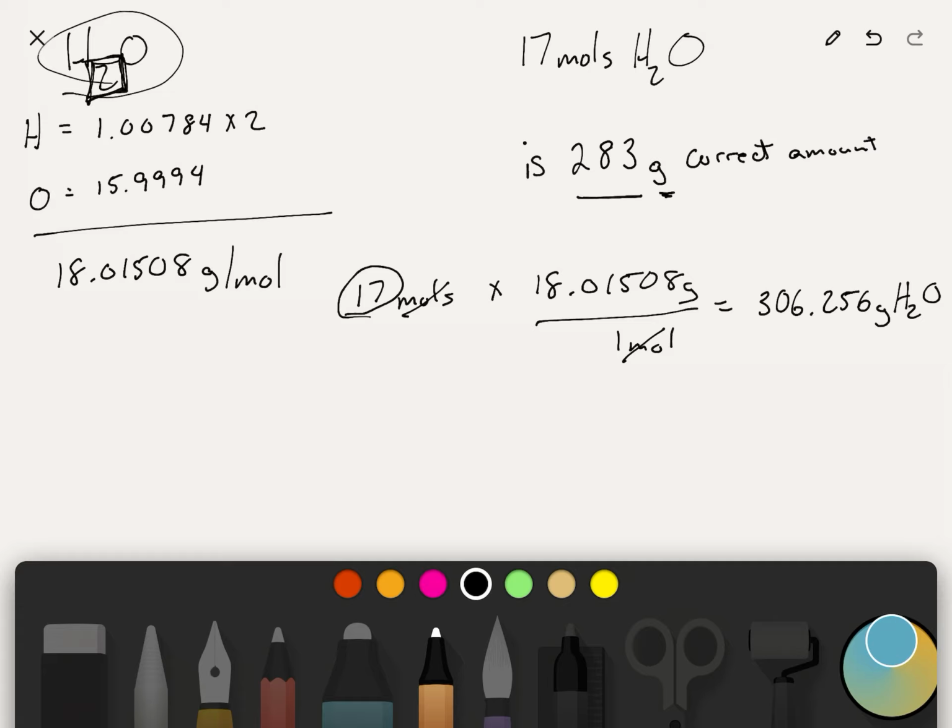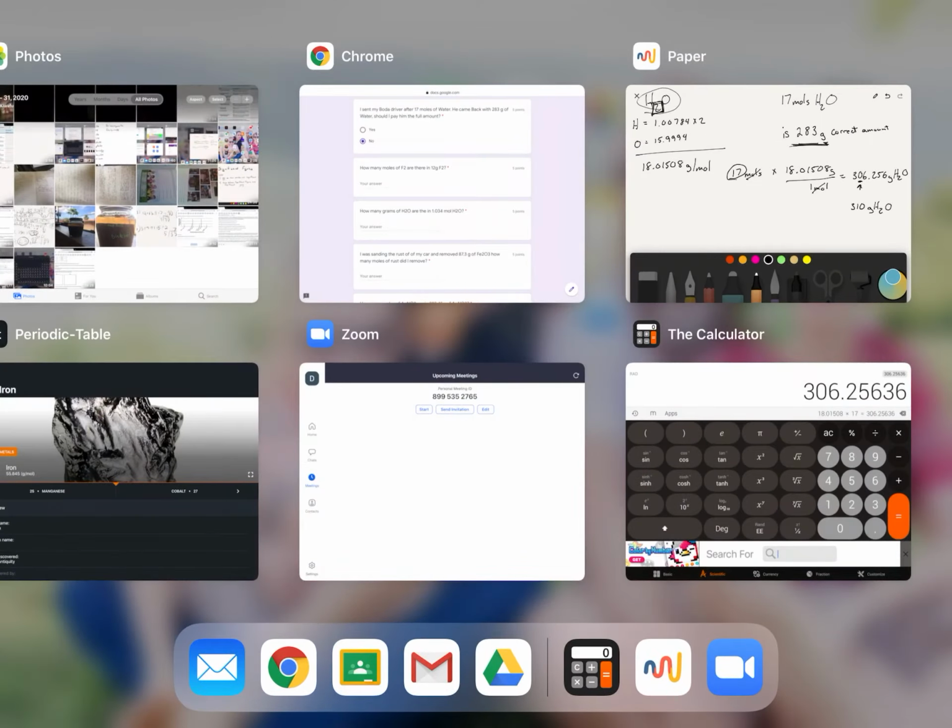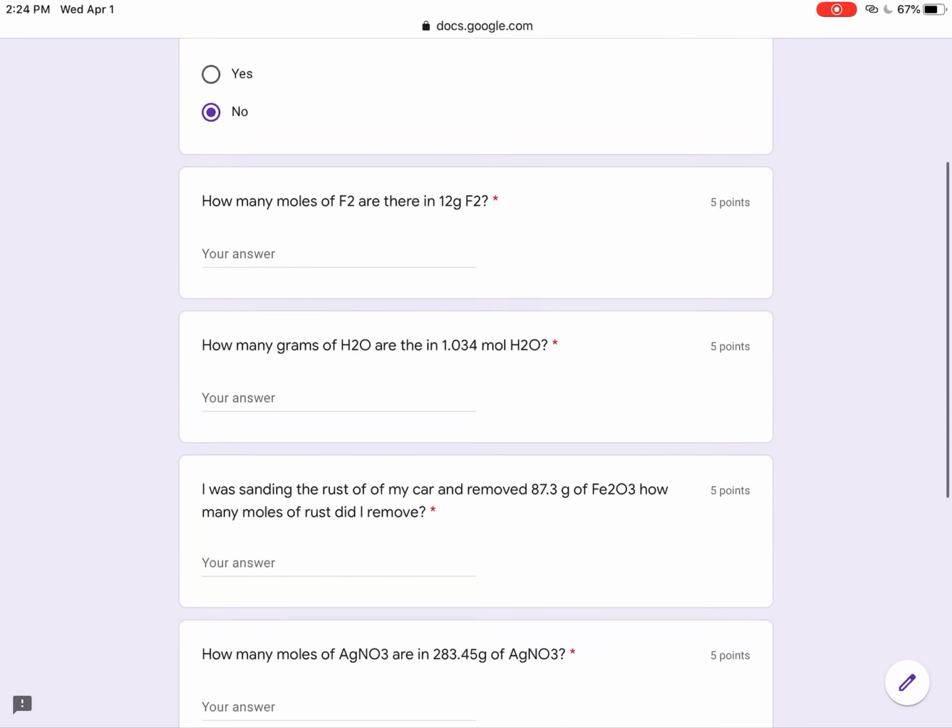Now, if we're going to round this to significant figures, we have two significant figures here. So we should round to this point because 3 is our first significant figure. We look at the 6, we're going to get 310. We have to put that 0 so we don't change the value. It does not just become 31 grams of water. So we get 310 grams of water. And then we compare, and we see that our boda driver only brought us 283 grams of water, and that's not enough. So we should not pay him the full amount.